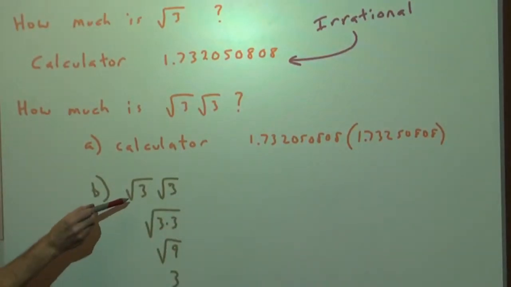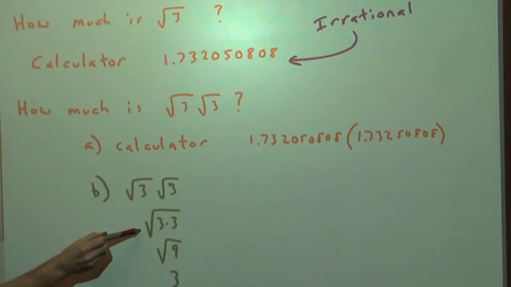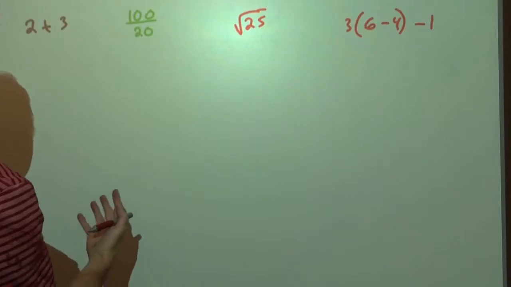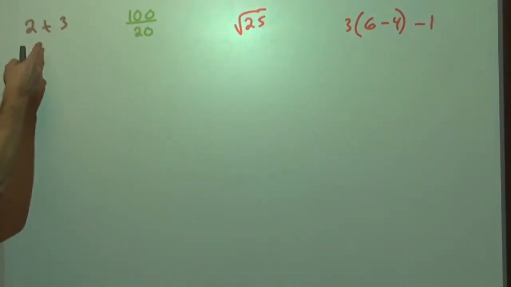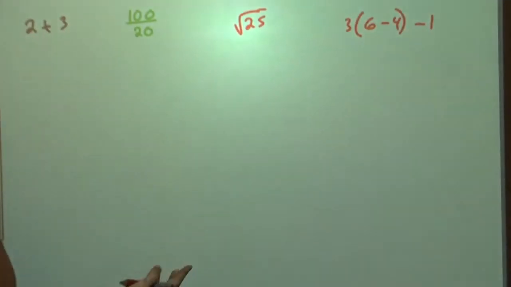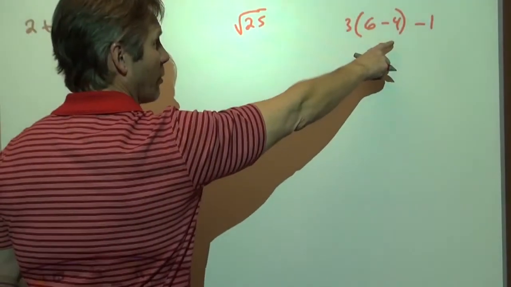But we can also look at it this way. This equals this, which is this. Now, we look at these different math expressions. How much is that worth? And that one. And that one. They're all worth 5. Even that is worth 5.